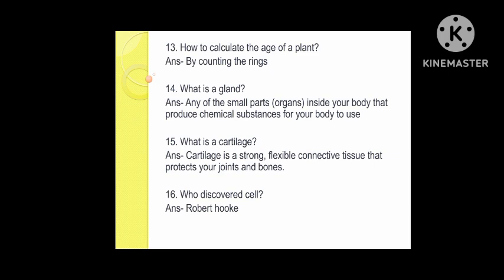Number 15, what is cartilage? Cartilage is a strong, flexible connective tissue that protects your joints and bones. We can find cartilage in our ears and nose. Then who discovered the cell? It's Robert Hooke.